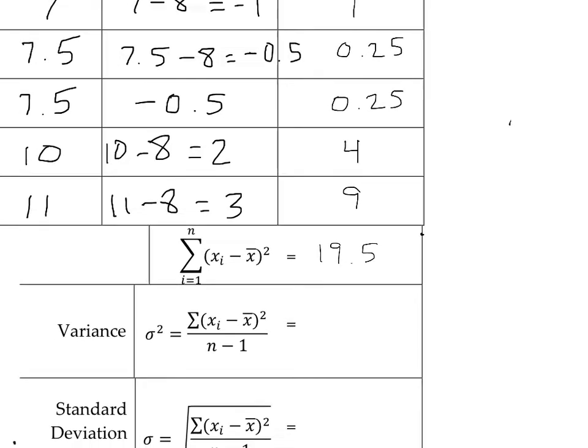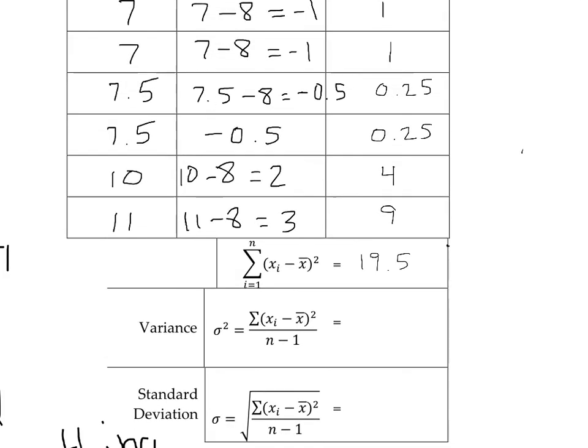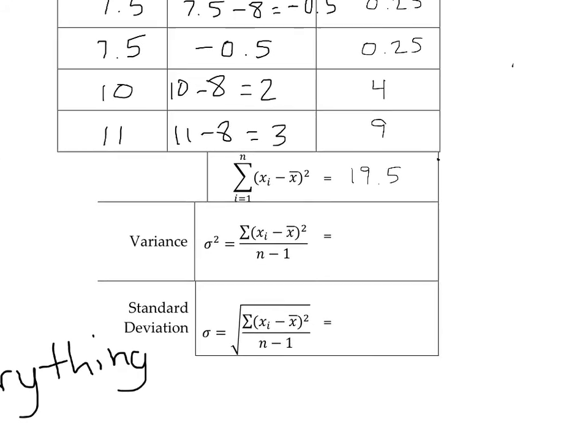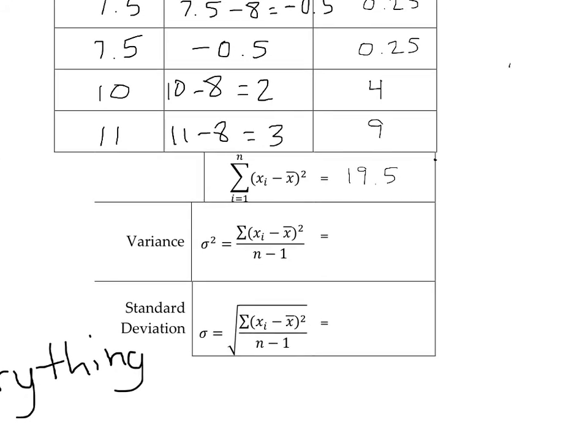And now we need to divide. So we've added up all the numbers. We got 19.5. Now we're almost to standard deviation. We're 2 steps away. What we're going to do now is take this number here, the 19.5 that we got. That was what happened when we took every number, subtracted the mean from it, squared that result, and then added them all up. Now we're going to divide by n minus 1.